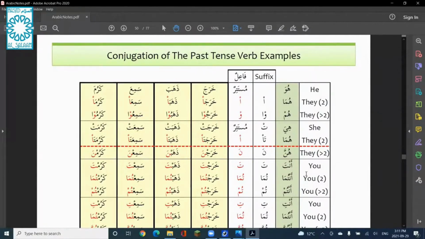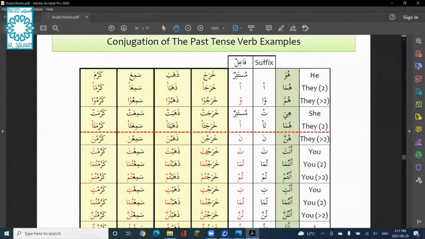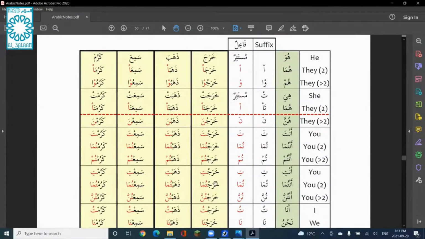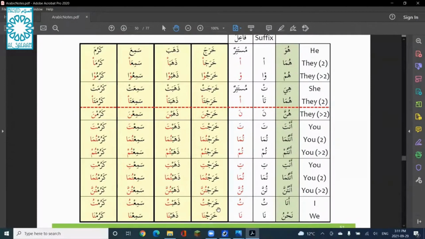So let's do an example ourselves. Forget about the Samia and Karuma. Let's just look at kharaja and zahaba. So without doing much thinking about these, let's say kharaja, kharaja, kharaju, kharajat, kharajata, kharajna, kharajta, kharajtuma, kharajtum, kharajti, kharajtuma, kharajtunna, kharajat, kharajtu, kharajna.